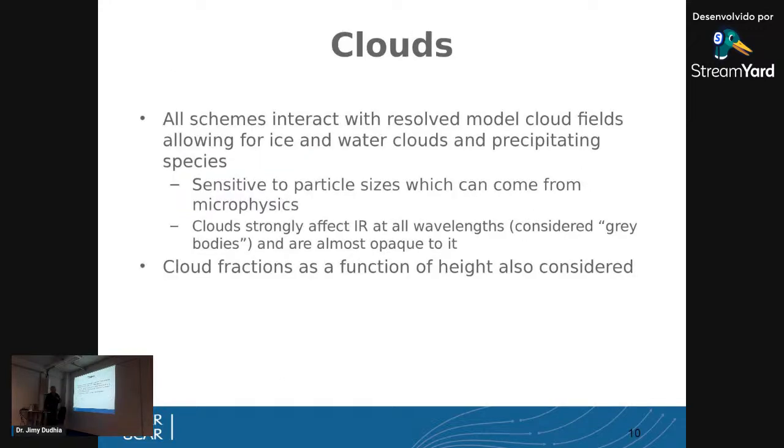Clouds are, of course, important for long-wave radiation. All schemes interact with resolved model cloud fields, allowing for ice and water clouds and precipitating species. Long-wave radiation is sensitive to particle sizes, which can come from the microphysics options in the model. Clouds strongly affect the infrared at all wavelengths, so they're considered gray bodies in terms of the spectrum, and are almost opaque to it. So long-wave radiation does not get far into a cloud before being completely absorbed by it. And also the emission from the cloud is mainly from its surface at the bottom or top. Cloud fractions are also a function of height and can be considered, so part of the grid cell can be clear and part cloudy.